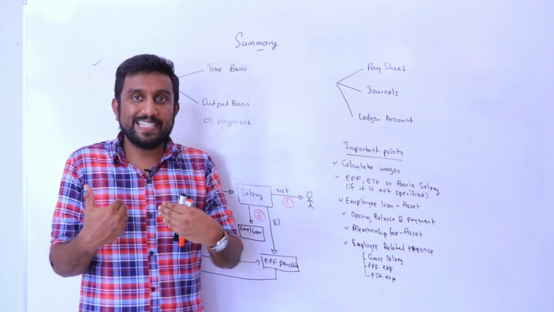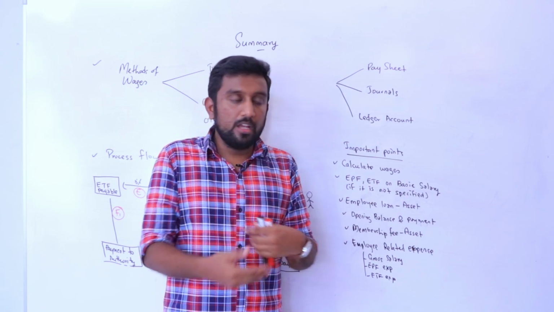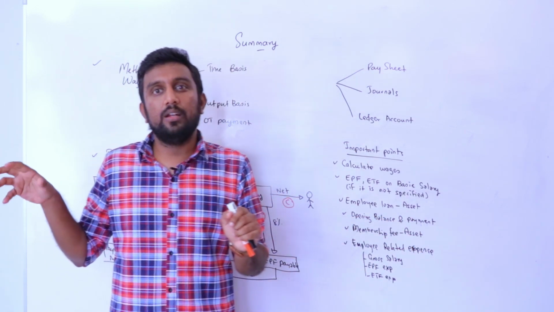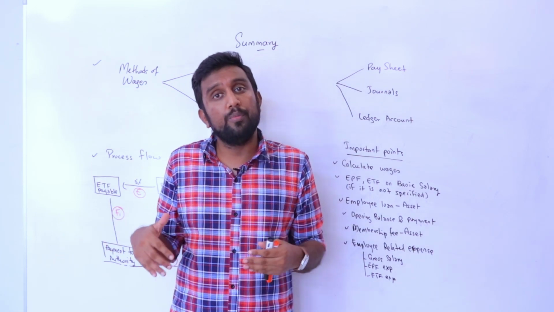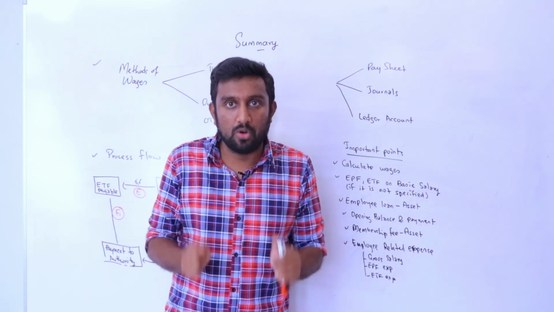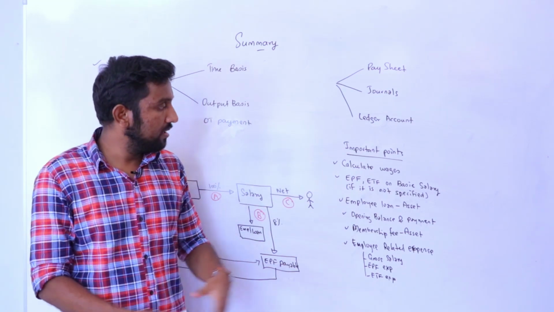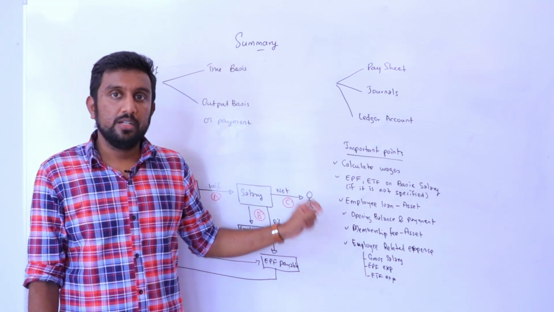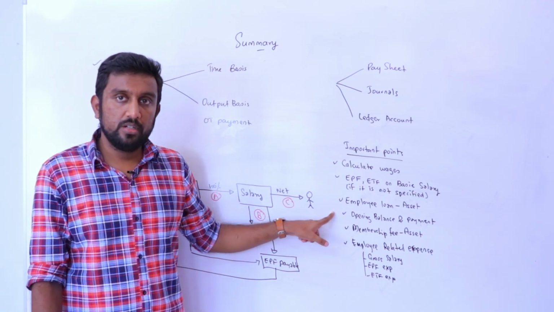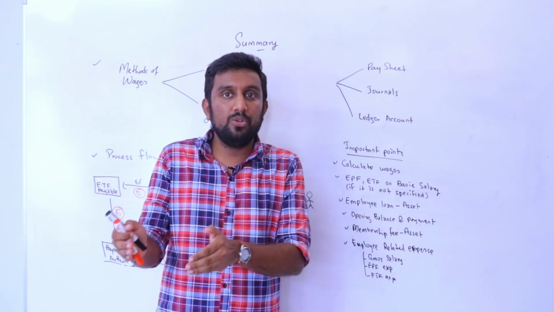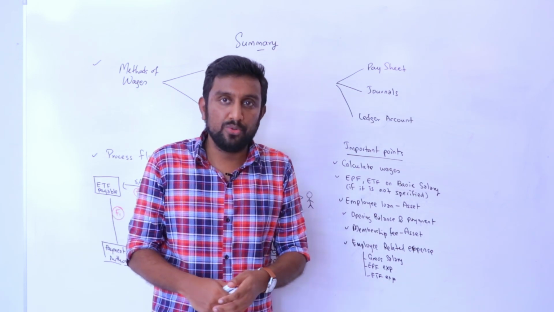The next point, employee loan account is an asset account. Why? Because the business gave the loan to the employee, therefore that should be considered an asset. Generally, we studied loans as liabilities, therefore you may put the balance on the credit side, that is wrong. Employee loan should have a balance on the debit side because that is an asset. Then the opening balance and the payment. This point is important. Whenever they are giving you an opening balance, you have to consider that and do the adjustment related to that.